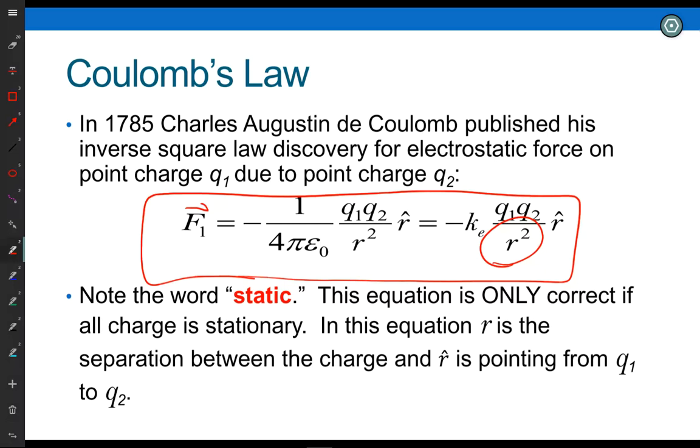Never. Now, we can approximate it to be true if we're far away from a point charge compared to its size, but that's an approximation.